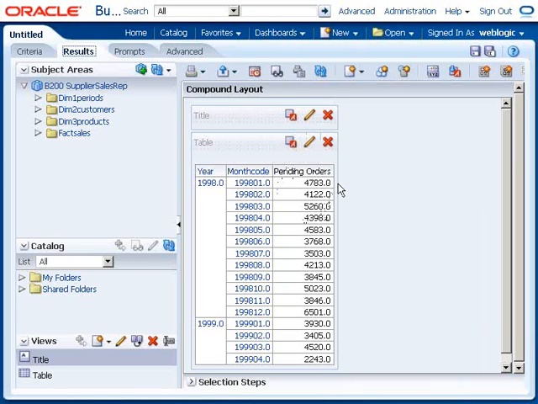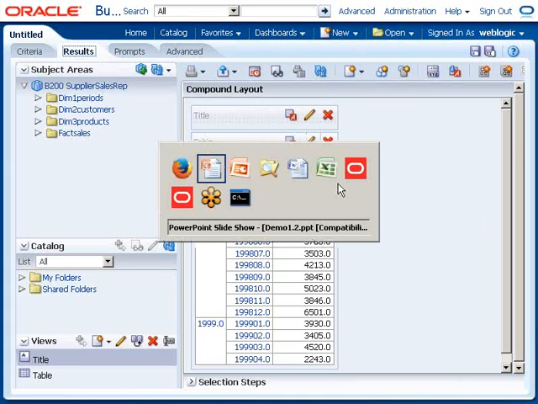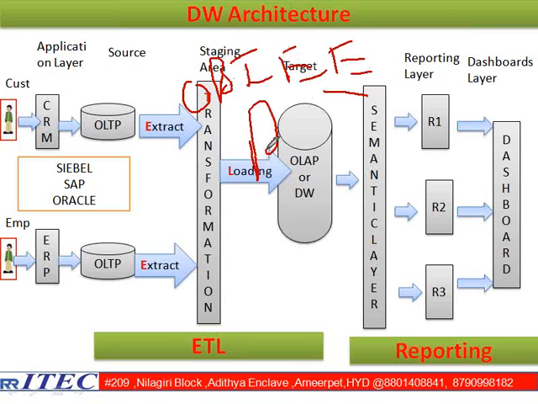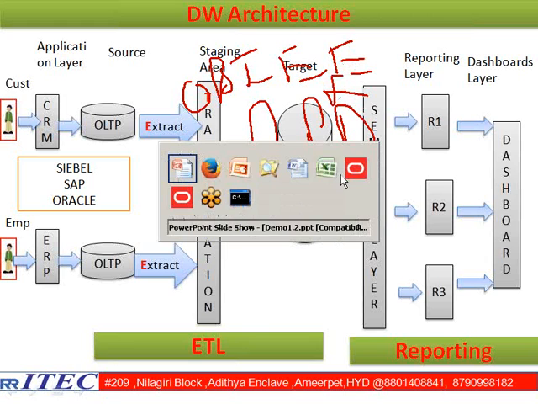That's the reason any BI tool you take has a semantic layer, but in different tools it is called by different names. For example, in our OBIEE case, the semantic layer is known as RPD. RPD stands for repository file. The repository file is stored with the extension RPD.